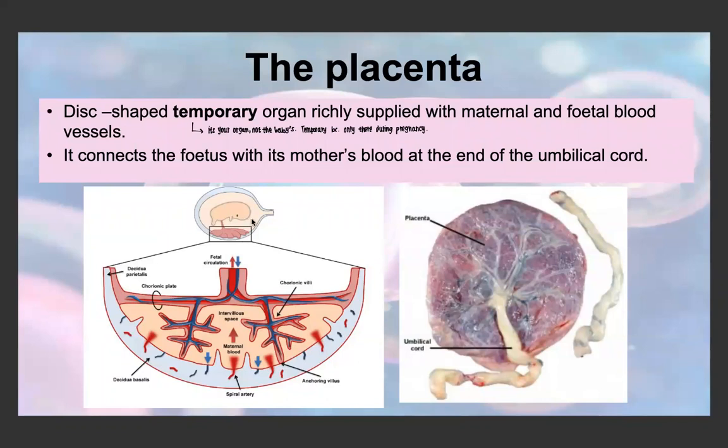So we can see here that this would be the uterus, obviously on its side. There's the placenta, which is attached to the uterine wall. There's the fetus, and there's the umbilical cord.